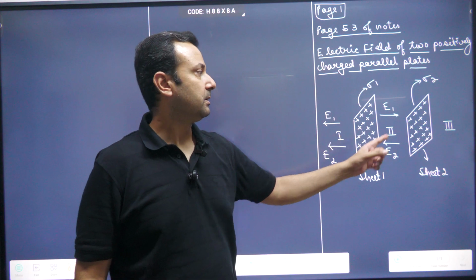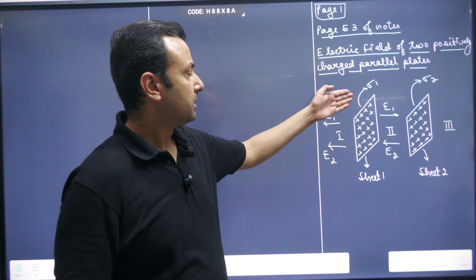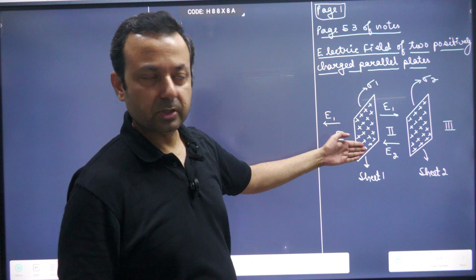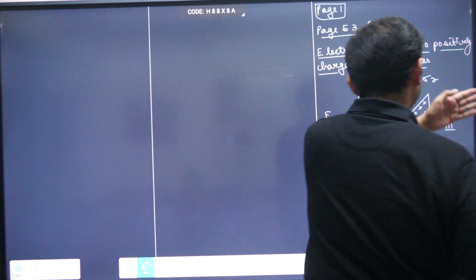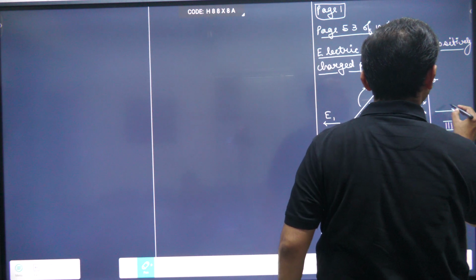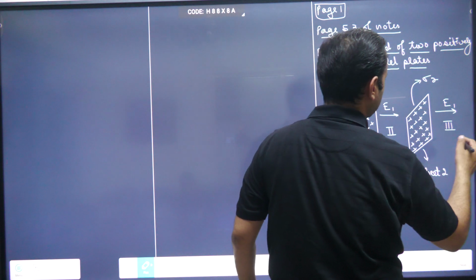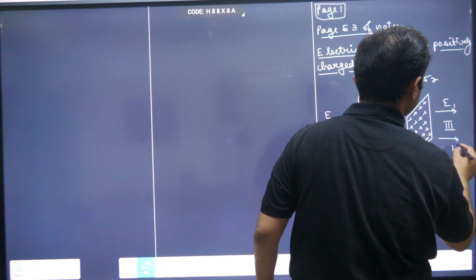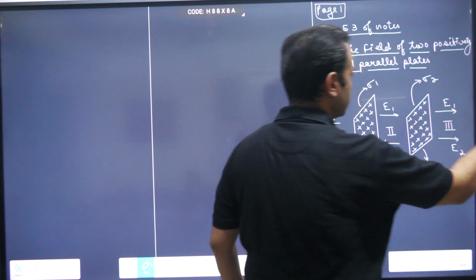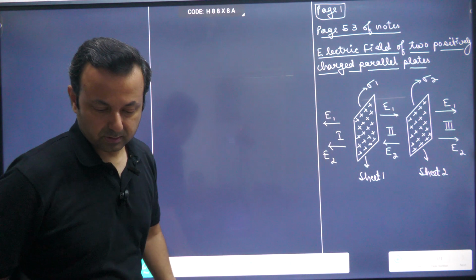In the same way, in region third, what is the impact of this sheet? This sheet emits electric lines of force like this, E1, and similarly, this sheet also emits electric lines of force in this direction. So E1 and E2 in region third will be like this.